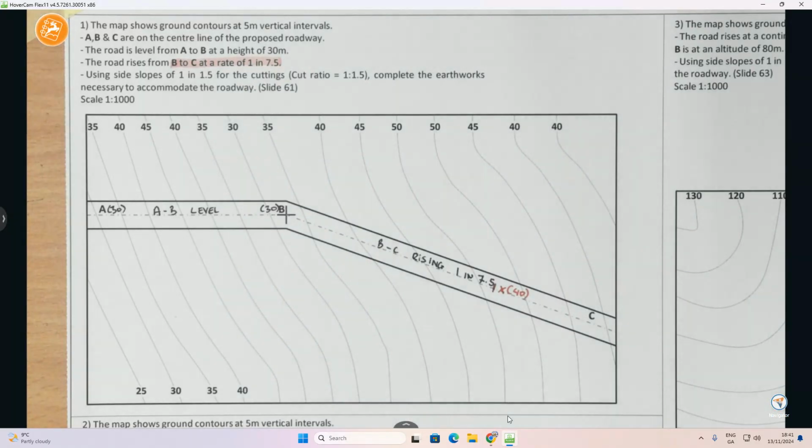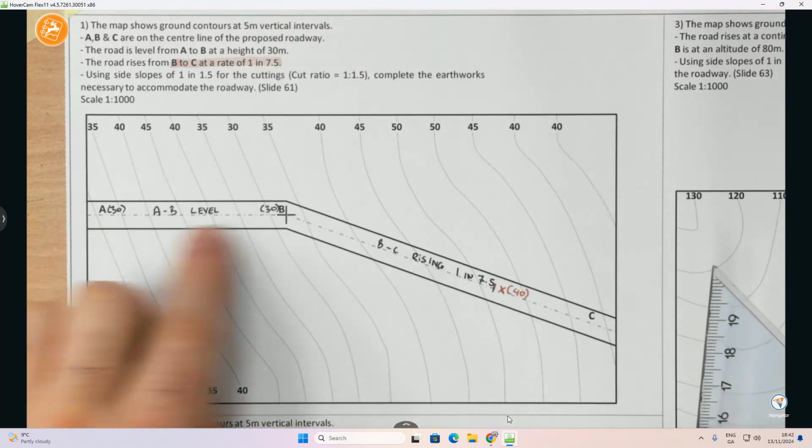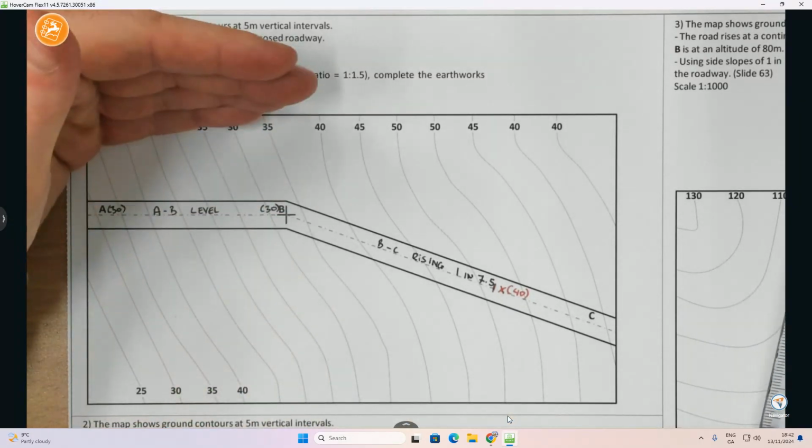So what I'm going to do now, we know A to B is a level part of the road. So I'm going to start the question now. That's all our work. We've done the hard work. Okay, we've done the maths. Now we're going to start applying it. So A is at 30, B is at 30. So this part here is level.